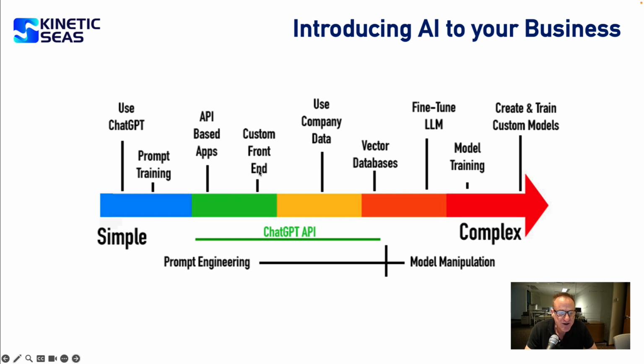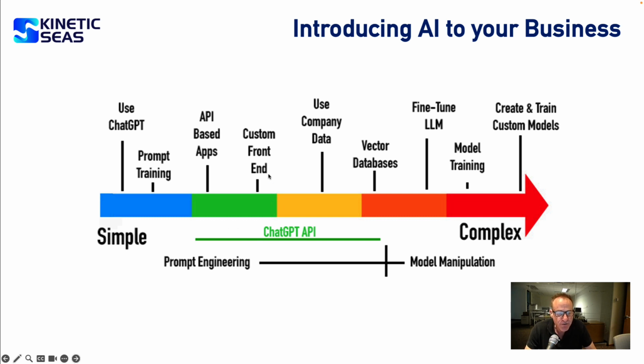We can build a custom front end to our business. We can access our company data through the database. And then we can start to implement things like vector databases. If we look at introducing AI to your business as 3 steps, the first one being just giving them access to the ChatGPT website, over here on the other side, we're going to create and train custom models and fine-tune the large language model. But what we're talking about in this course is this part in the middle, building the ChatGPT APIs.